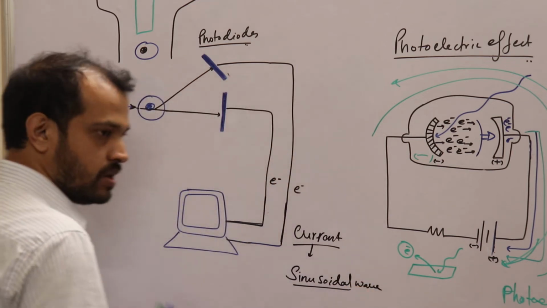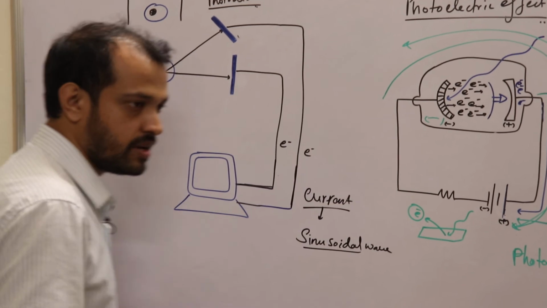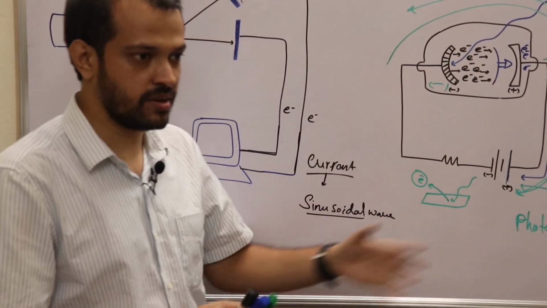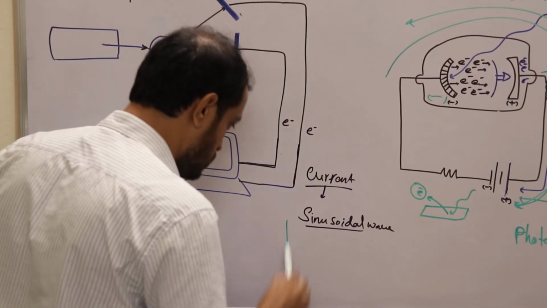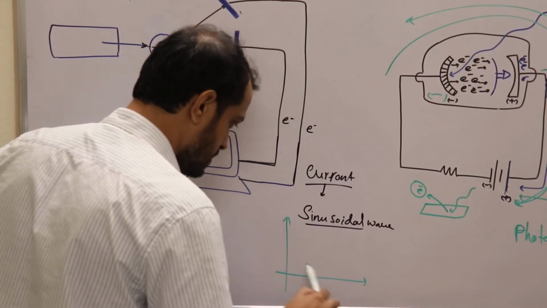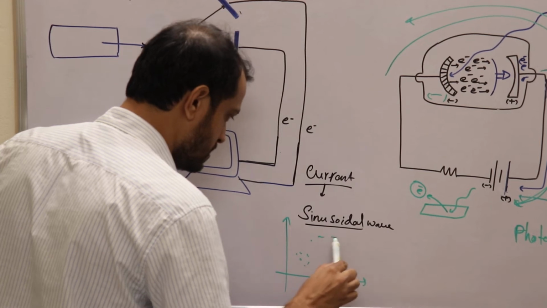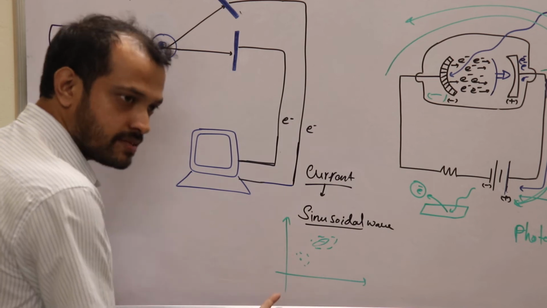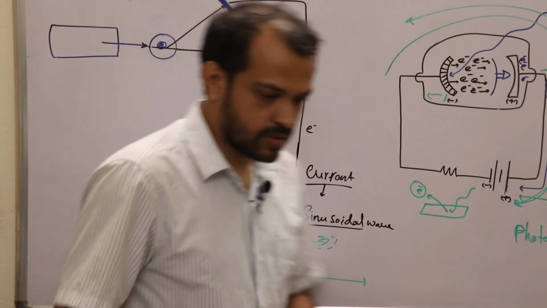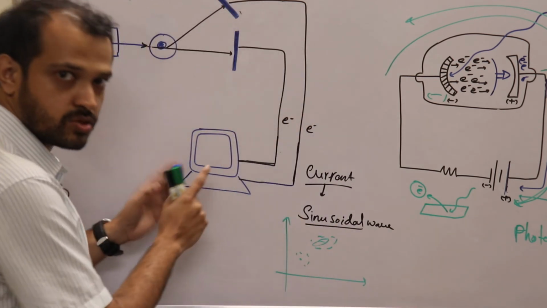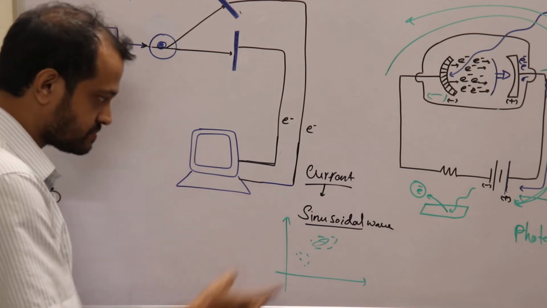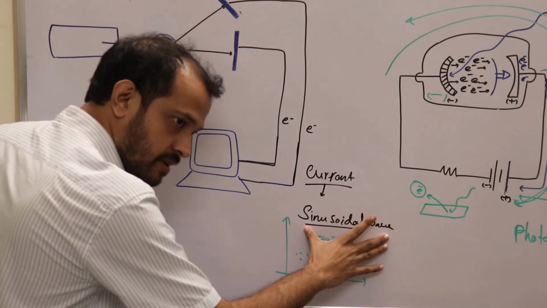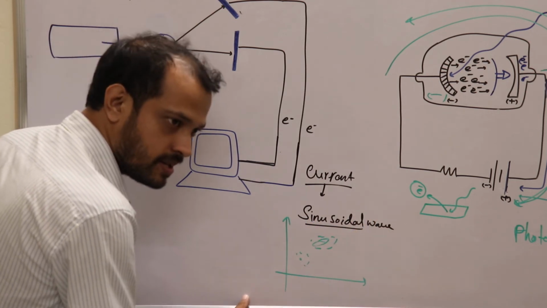Now, whenever you see the result of your flow cytometer experiment, you will get something like this. We'll talk about this today in great detail. What are these? These are some graphs, right? That means what this computer is doing is converting this sinusoidal wave into a computer graph.